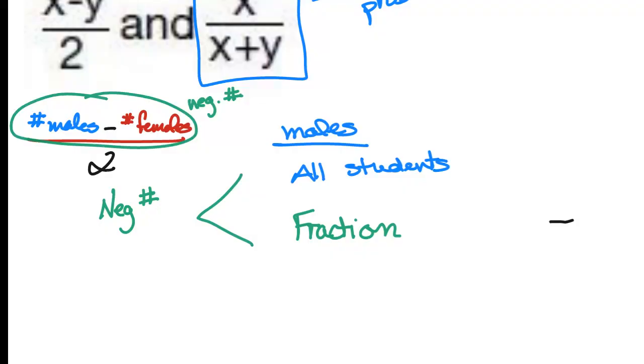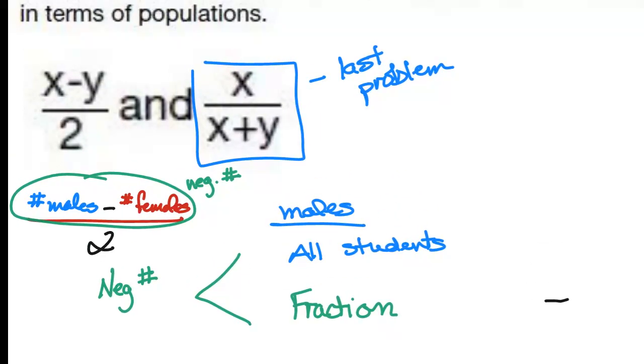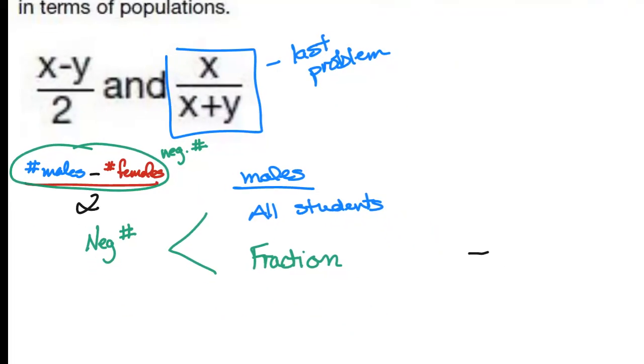I thought that one was cool. It's like, oh, negative number. Obviously, that's going to be smaller than the fraction. Does everybody see where we're getting that from these expressions? No? Yes? So the number of males minus the females is a negative value. Yes? Question? Oh, okay. All right.